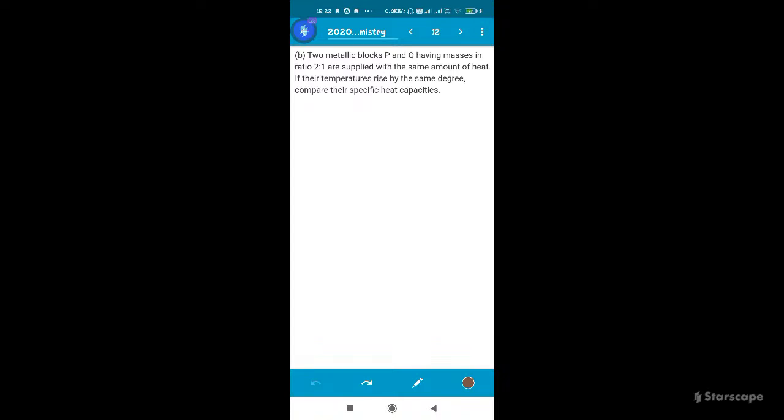We know the formula that the amount of heat lost or gained is equal to mc del T, where m is the mass of the object, c is the specific heat capacity, and del T is the rise in temperature or the change in temperature. So both of them have the same value of Q. So I can write that m1 c1 del T1 is equal to m2 c2 del T2, or let me use the values P and Q instead of 1 and 2. So mp cp del Tp, this is for the block P, is equal to mq cq del Tq. This is the values for the block Q.